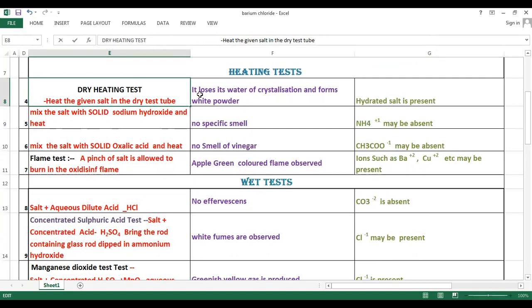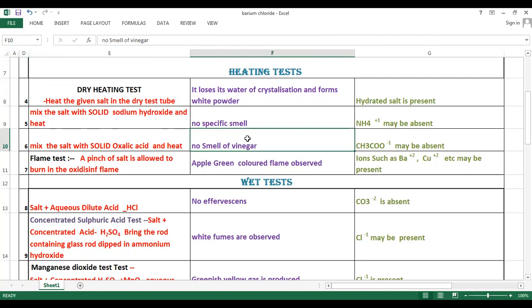The next experiment is to mix the salt with solid sodium hydroxide and heat. When we heat the salt with solid sodium hydroxide, we do not get the ammoniacal smell, and that is why we can say that NH4+ may be absent. When we mix the salt with solid oxalic acid and heat it, we do not get the smell of vinegar. As we do not get the smell of vinegar, we can say, my dear students, that CH3COO-, that is the acetate ion, may be absent.